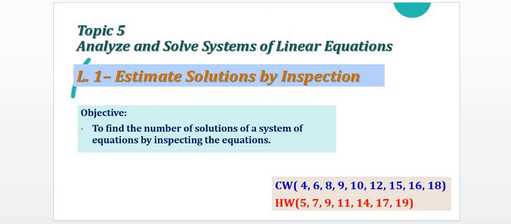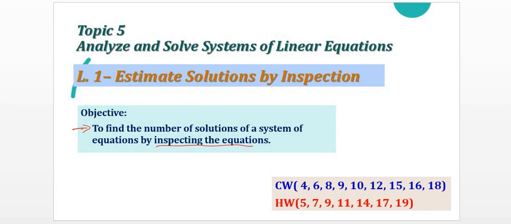So what is our main objective? Our main objective is to find the number of solutions of a system of equations by inspecting the equations. That means we are not going to solve the equations, we are not going to draw them or plot them on the graph paper. Simply by looking at those equations, we have to decide: does this system have one solution, many solutions, or no solutions?